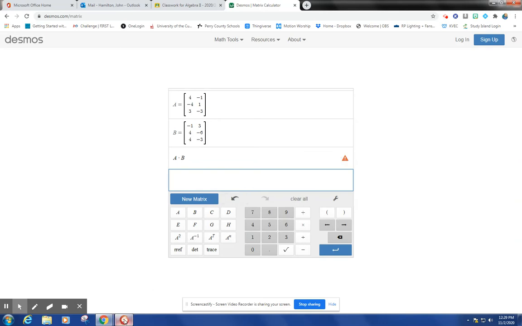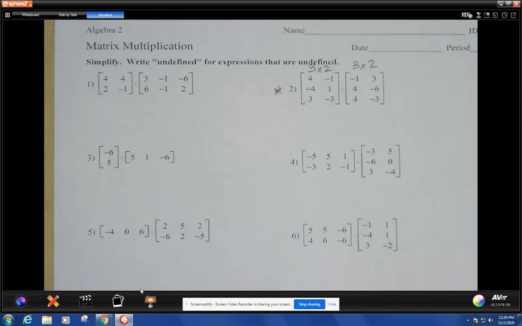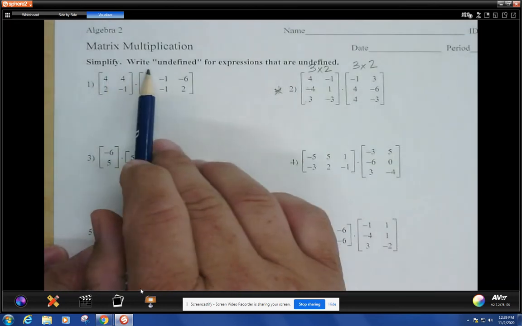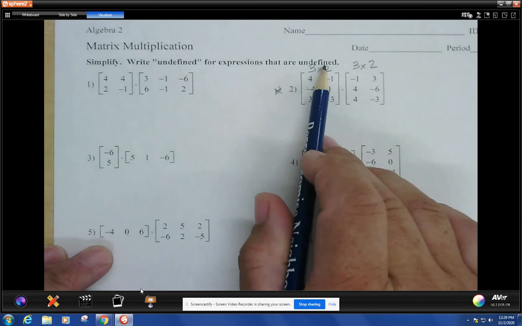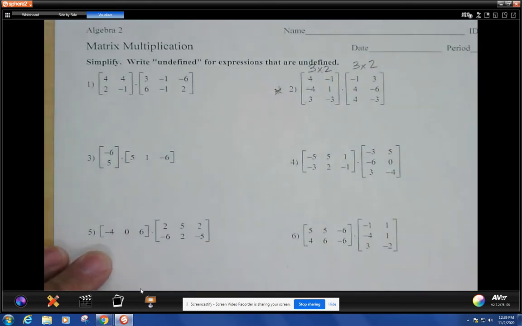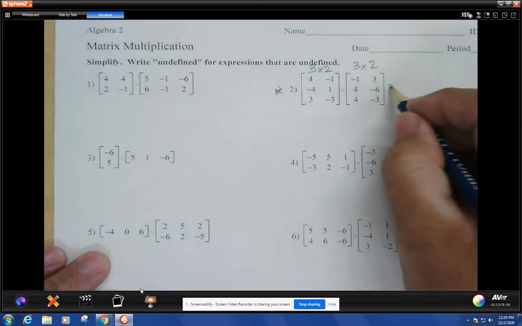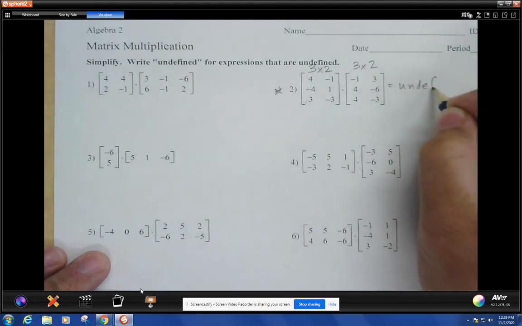Let's go back to our original sheet that we looked at, and notice our instructions here. It says simplify and write undefined for expressions that are undefined. Well, my calculator basically just told me I can't do this. Okay, so I'm going to go ahead beside of this one, and I'm going to write undefined.